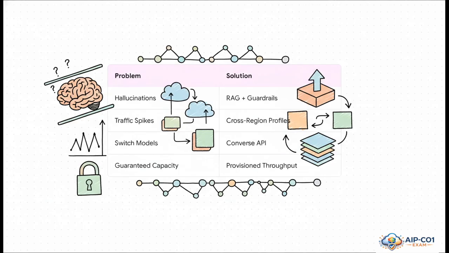You're worried about sudden traffic spikes? The solution is cross-region inference profiles. You need to be able to swap out models without a headache? You build with the Converse API. You need guaranteed performance at scale? You use provisioned throughput. See the pattern here? For every one of these common production challenges, there's a specific architectural pattern that solves it.